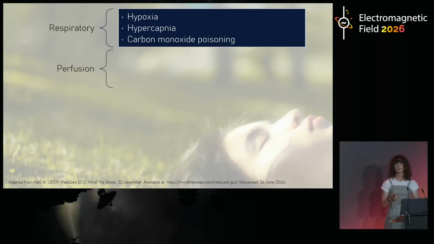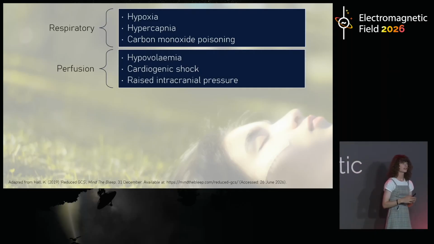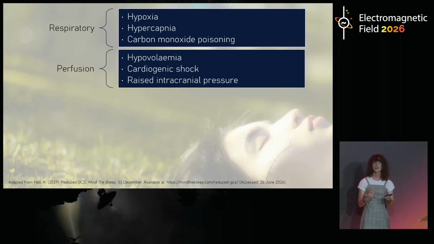We've got our perfusion problems. So this might be because someone's tank is empty, they've run out of liquid in their system in their blood. That's hypovolemia. Or it might be because the boiler's broken and isn't pumping correctly. That's cardiogenic shock, where your heart has stopped getting what it needs to get around the rest of your body. It might be raised intracranial pressure. It might be the opposite problem, where our brain is starting to fill up too much, and we're developing problems relating to that.